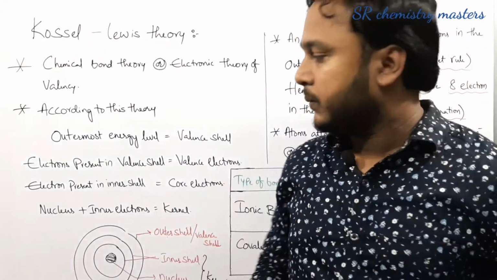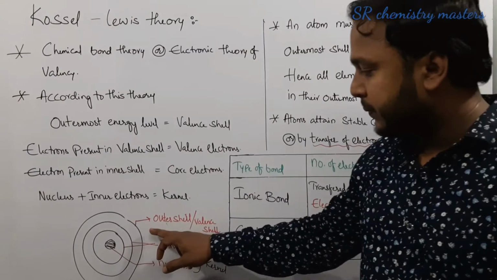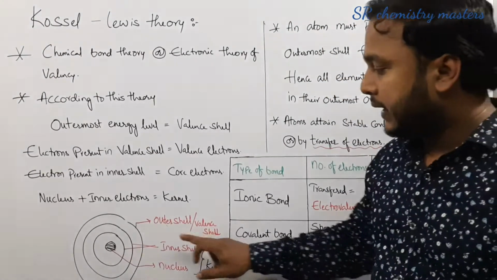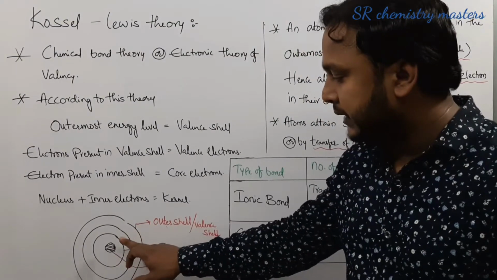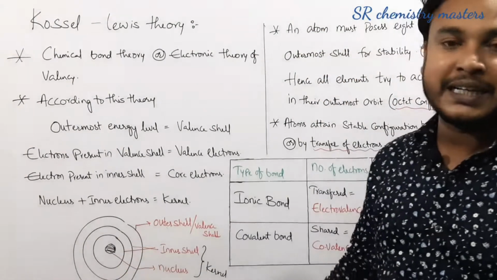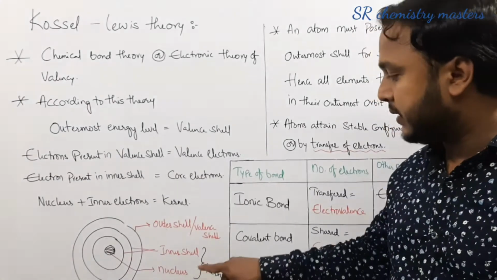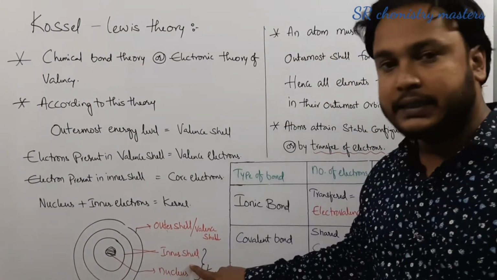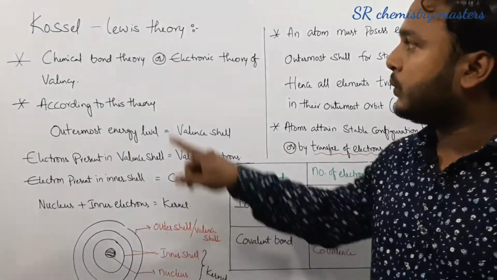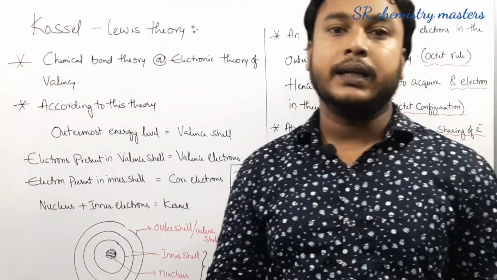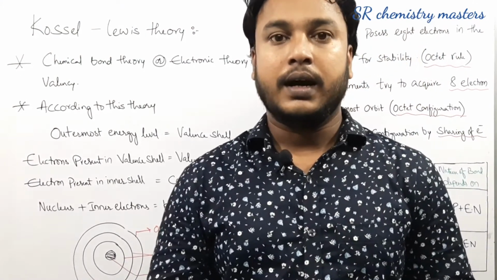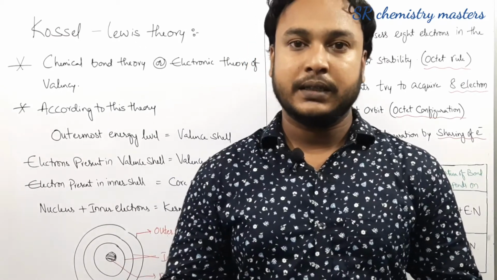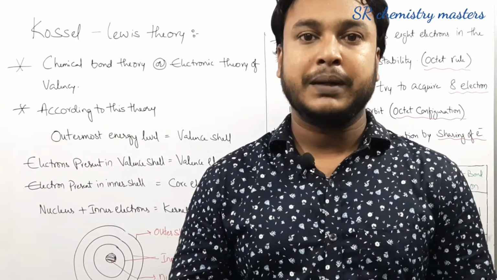Let us see with the diagram. If you see here, the outermost shell present in the atom is considered as the valence shell, and all other shells, that is all other energy levels present in the atom except the outermost shell, are considered as the inner shell, and the nucleus plus inner shell is considered as the kernel as per Kossel-Lewis theory. Remember here, the electrons present in the outermost shell are considered as the valence shell electrons. These play a major role in the formation of bonds by the atoms.